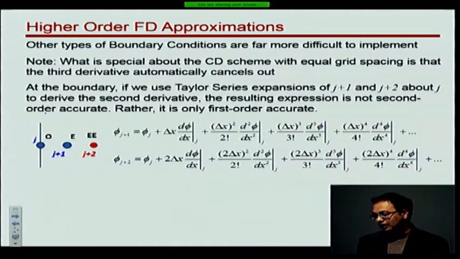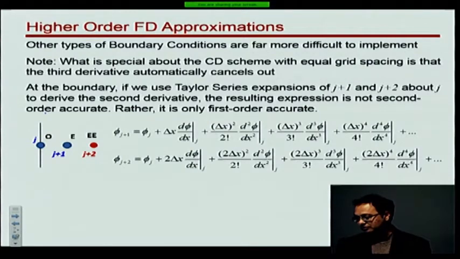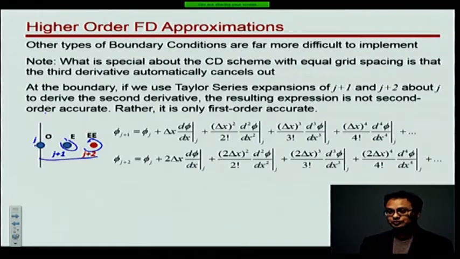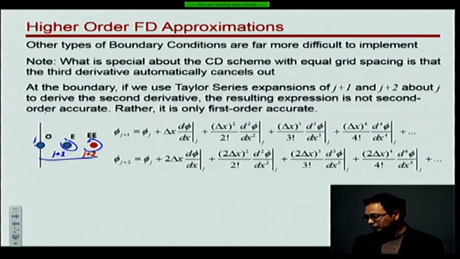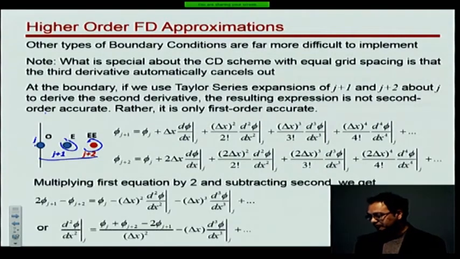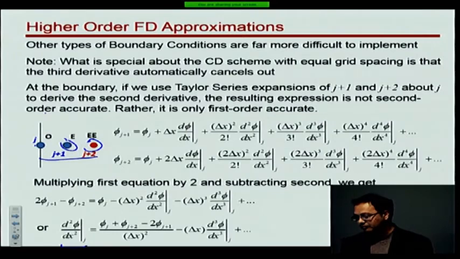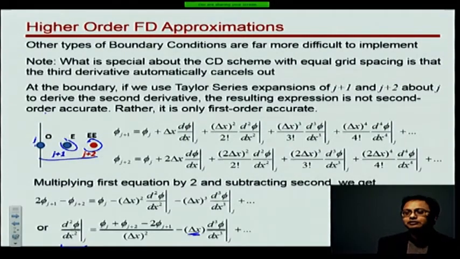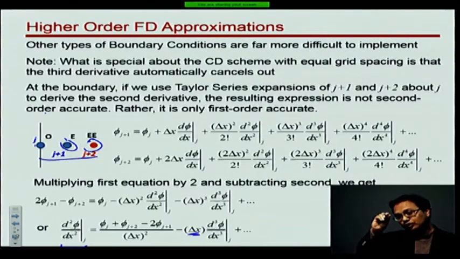So you do two Taylor series expansions, one this about that and the other this about that. As you can see, this is already extending the stencil by 2. But when I go through my derivation and I derive an expression for d square phi dx square, it is only first order accurate. It's not second order accurate anymore. For the interior nodes, when we did one forward and one backward, we got lucky because this term canceled out.